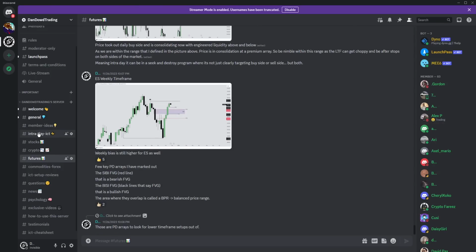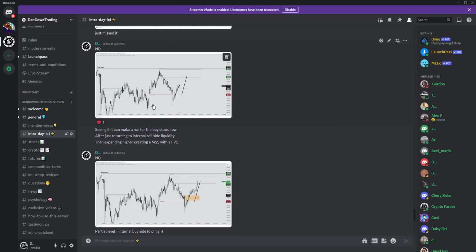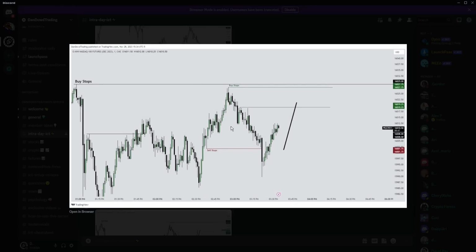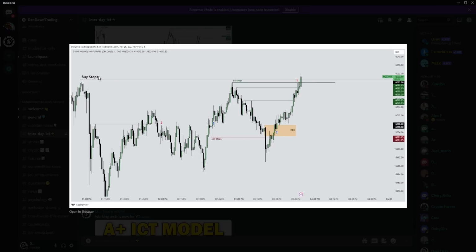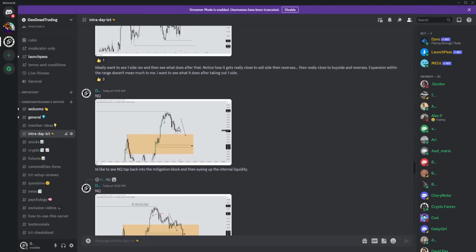Also, intraday, I do cover ICT setups. Here was one from earlier today on the NASDAQ at 3:34 p.m., seeing if price can make a run for the buy stops now. After just returning to internal liquidity, it created a market structure shift with a fair value gap. So we were looking for higher prices in here, and you can see later it did start to expand for that. We did take one loss and one win in the PM session, but then there was a nice short setup in the AM session.